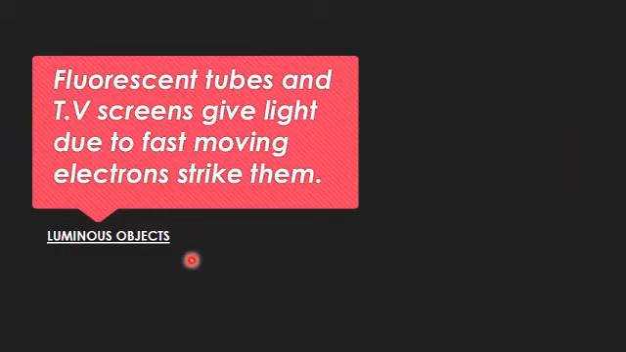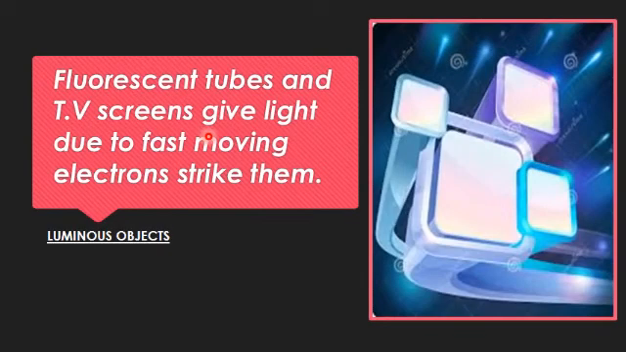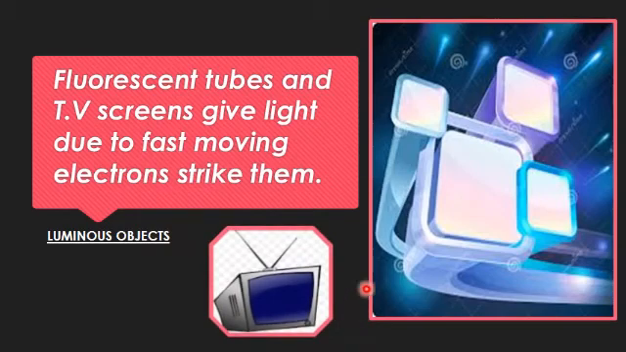Here you can see some of the luminous objects like fluorescent tubes and TV screens. They can give you light. These are fluorescent screens, and here is a TV screen. You can see these objects give light. They are luminous. The screen is luminous because it gives light due to fast moving electrons that strike it. So these are also luminous objects.